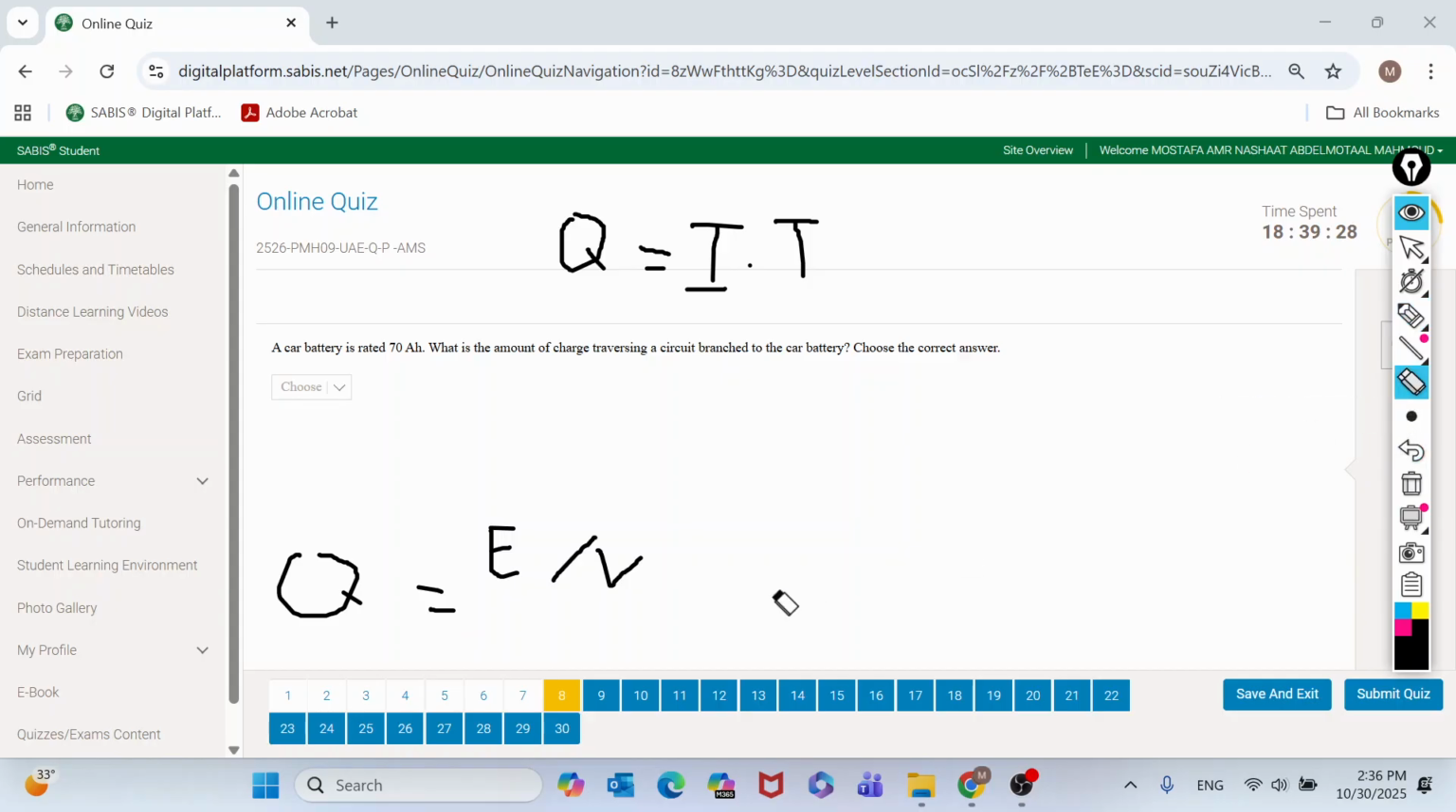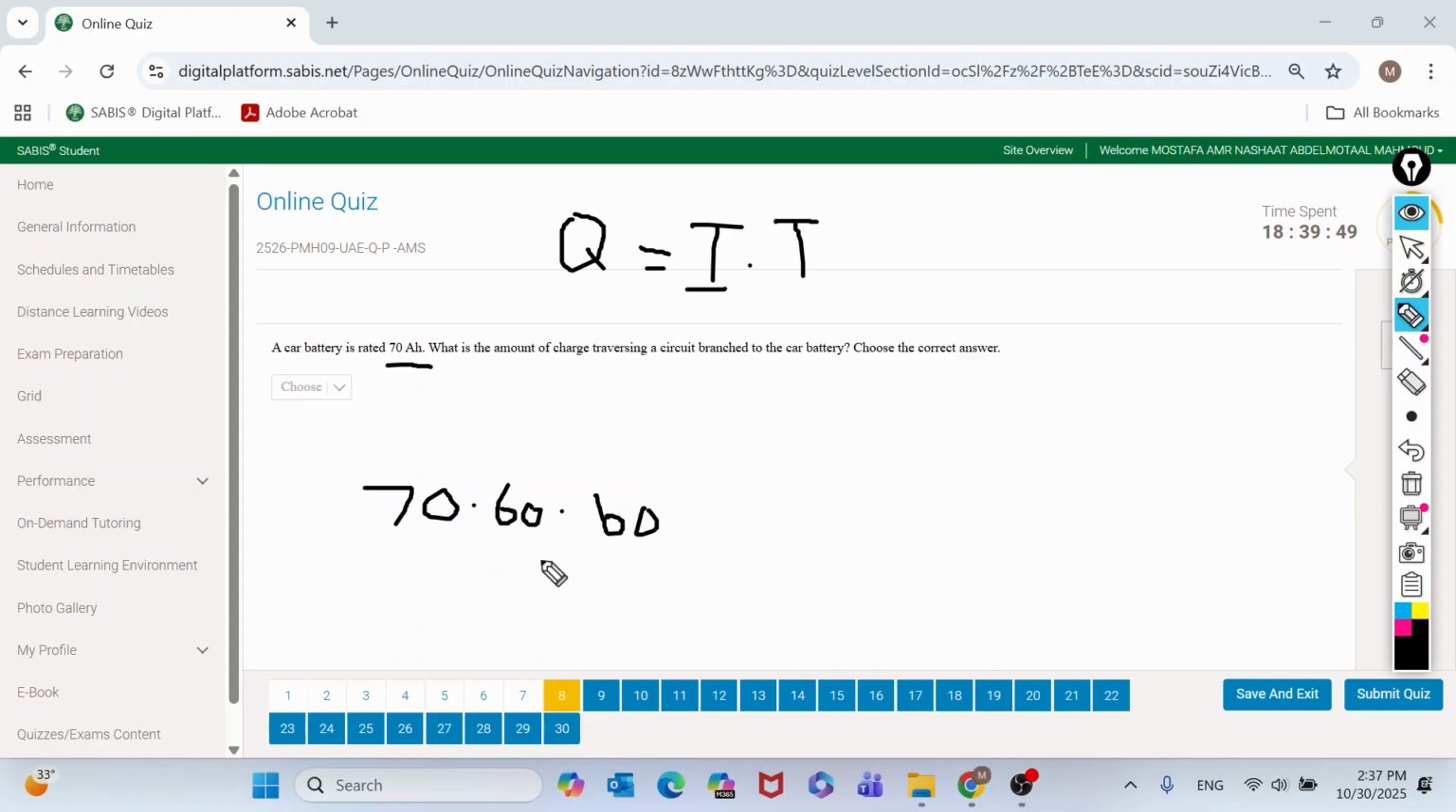So we're going to use current times time because they gave us current, 70 ampere hour. So 70 ampere. And the hour, they want time in seconds. Time is always in seconds in this formula. So you're going to do times 60 times 60 to find the minutes, then the seconds. So it's going to be equal to, let me do it on the calculator. 70 times 60 times 60. 25200. So 25200.